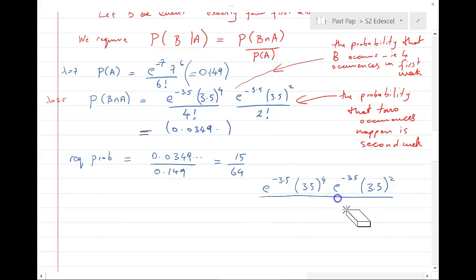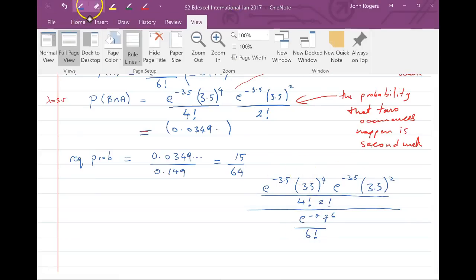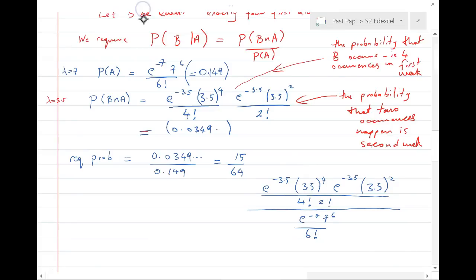the top bit is all that bit divided by 4 factorial, 2 factorial, and the bottom bit is e to the minus 7 to the power 6 over 6 factorial. And what you actually see, using the rule of indices, is that the e bit cancels. Because that's e to the minus 7, it cancels with that. So you could see how with a bit of work, I'm not going to do it, it could be done without a calculator.